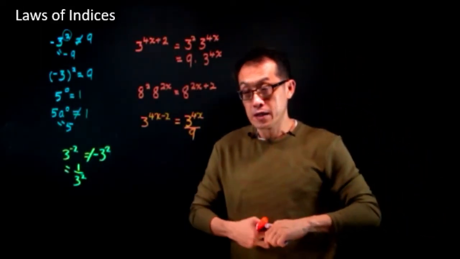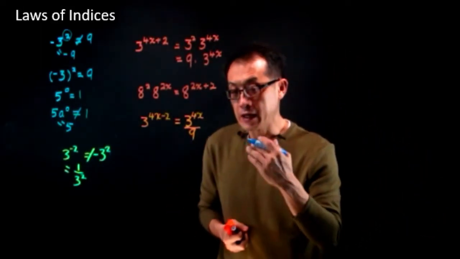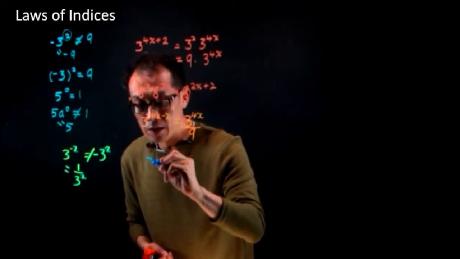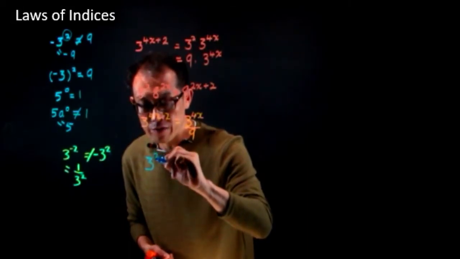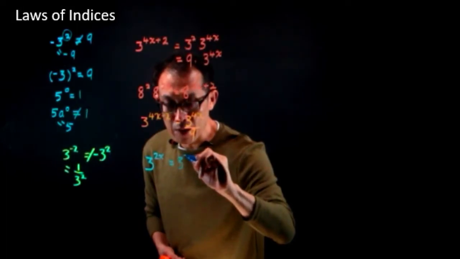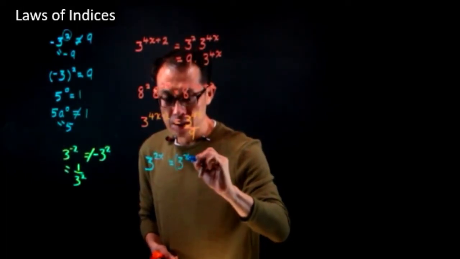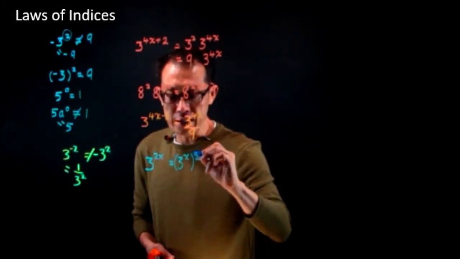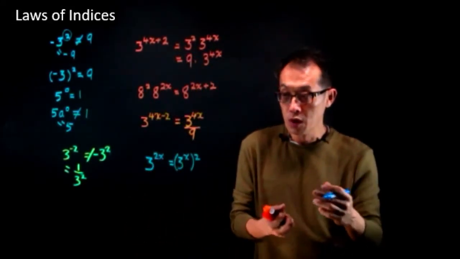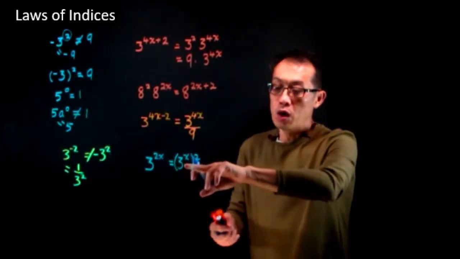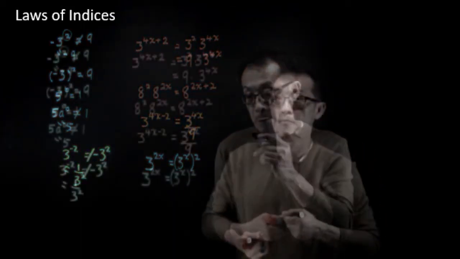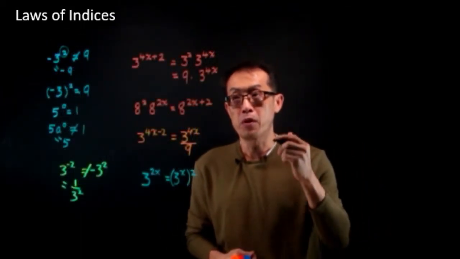Now another important pointer is, now 3 to the power of 2x. This is the same as 3 to the power of x, all squared. Alright, because 2x is the same as x times 2. Alright, so you can take the 2 and put it outside the bracket. It's the same.